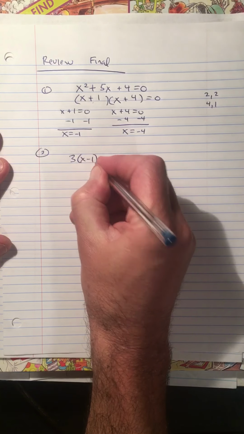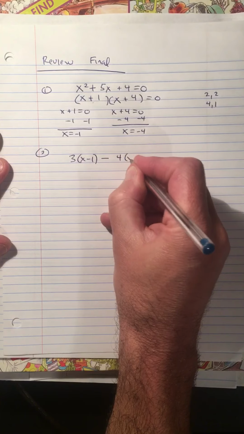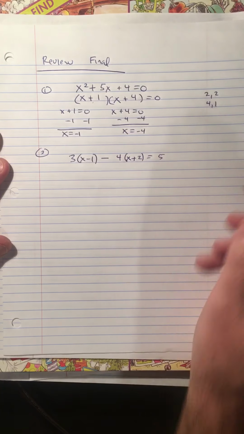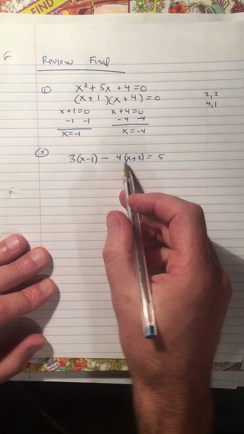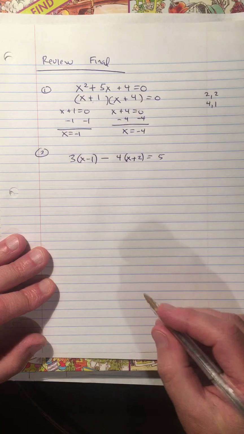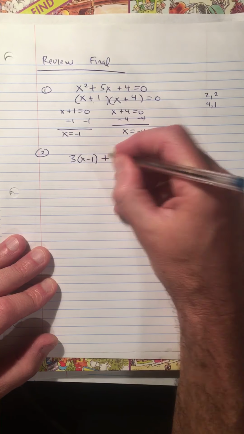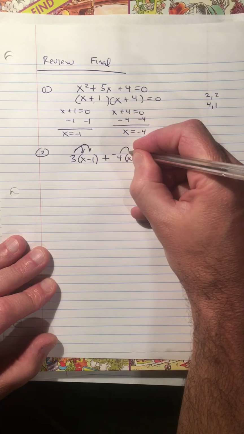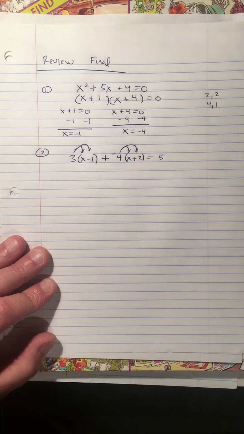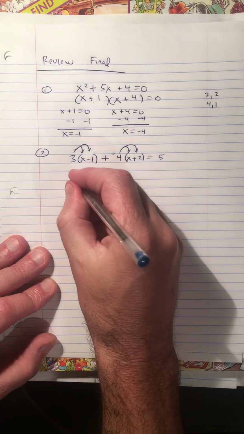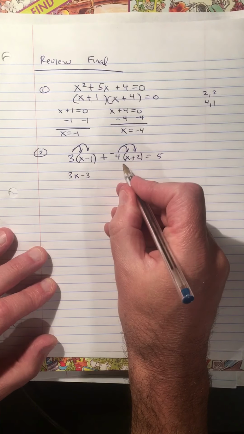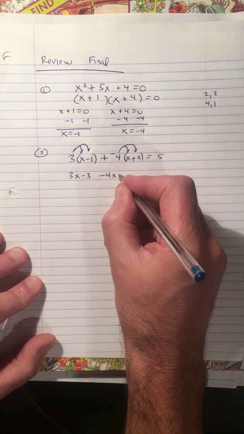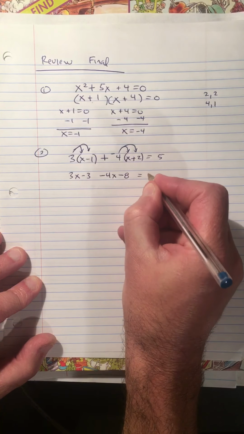How about this? 3 times x minus 1 minus 4 times x plus 2 equals 5. Okay? So the first thing you're going to do is distribute. This minus here is best served by calling it plus and negative. I prefer to do it that way. I think you should too. 3 times x minus 1 is 3x minus 3. -4 times x plus 2 is minus 4x. Minus 4 times positive 2, minus 8, equals 5.